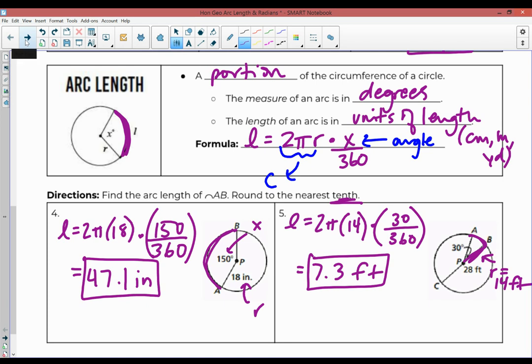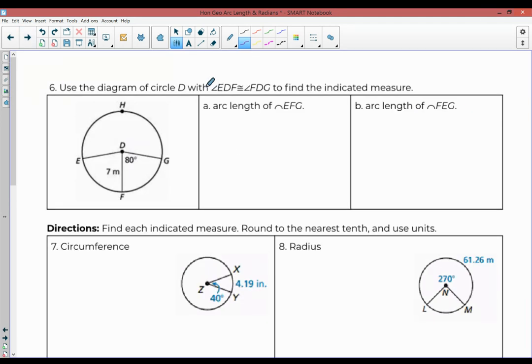Cool. Same thing here. We use the diagram of the circle. We'll rewrite the formula here, 2 pi r times x over 360. Use the diagram of circle D with angle EDF congruent to angle FDG. So these are congruent. Find the indicated measure. All right, if that's 80, this is also 80 degrees. So 360 minus 160 is 200 degrees. All right, so the arc length of major arc EFG.